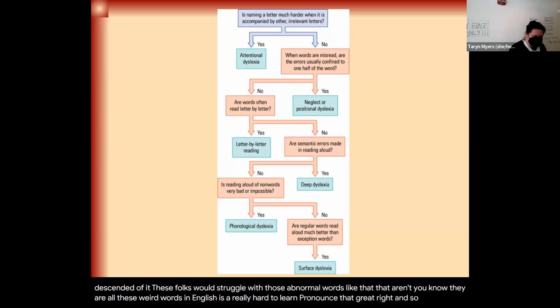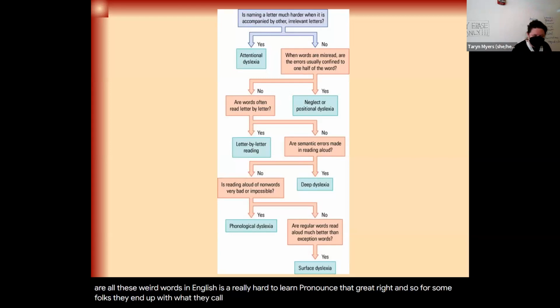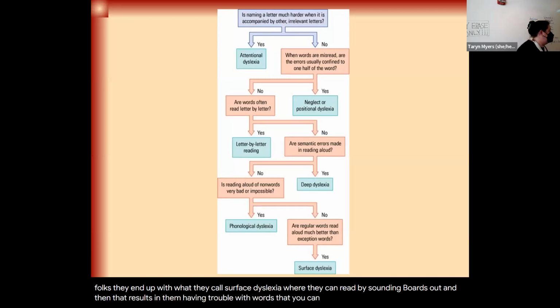And so for some folks, they end up with what they call surface dyslexia, where they can read by sounding words out, and that results in them having trouble with words that you can't sound out. These are irregular words, right?